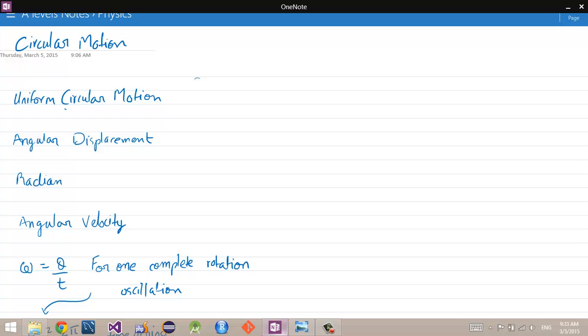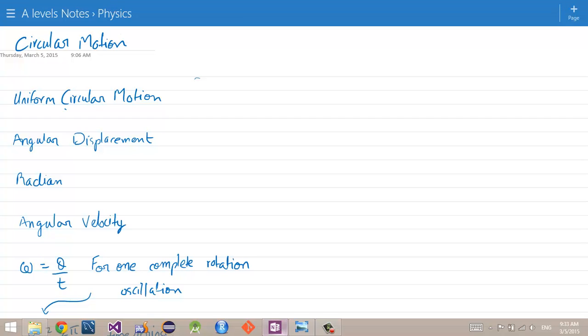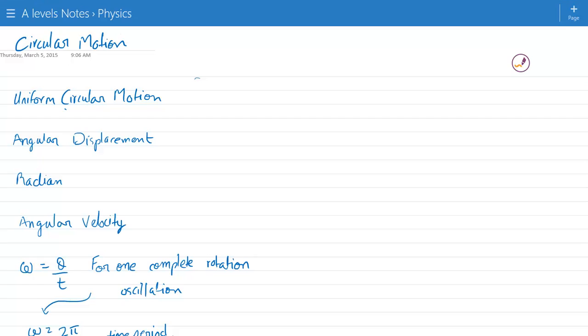Hey guys, so this is an introduction to circular motion, and for today I would just like to introduce you to a few topics, a few concepts regarding circular motion. So first thing you need to know are a bunch of keywords, these ones essentially. So the first, uniform circular motion.